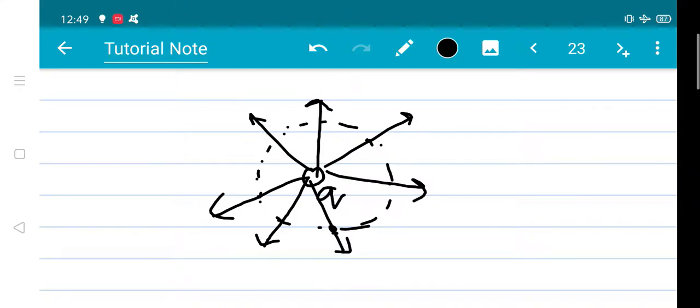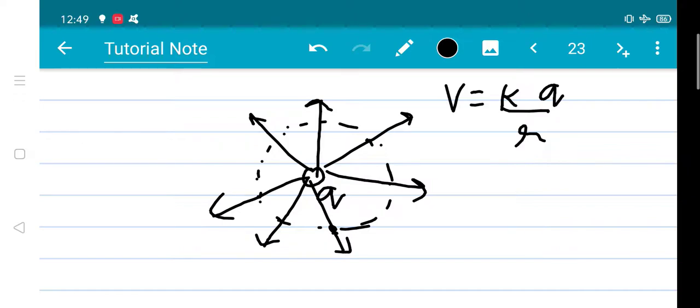And this potential, as we did in the previous video, is given by the value kq upon r. So if we draw this sphere of radius r surrounding the isolated charge q, then the potential will be the same at all the points on the sphere. Thus this sphere is said to be an equipotential surface.